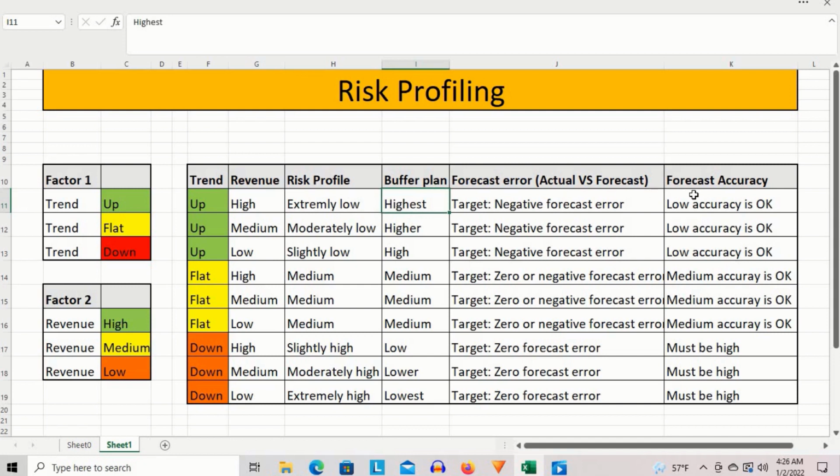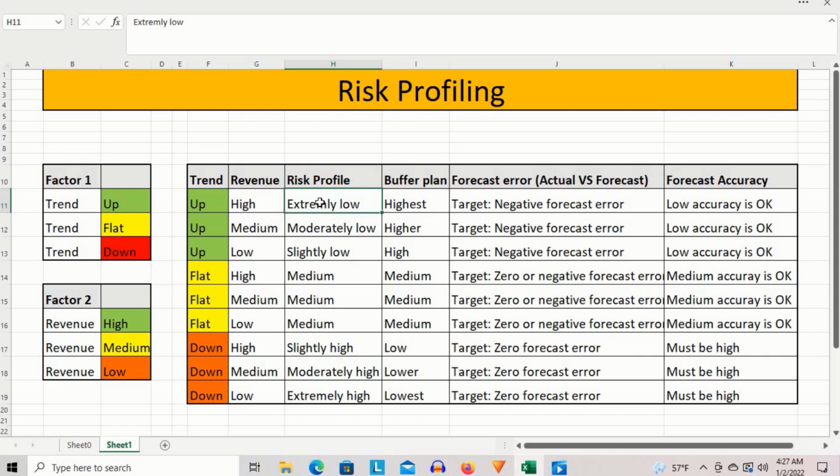At the same time, if the forecast accuracy is low on that item, it's okay as long as the forecast error is not positive, meaning that your forecast should never be lower than actual. Basically, you are over planning your numbers, so your forecast is always higher than the actual, the backlog, or the customer orders. So in this case, I can put the risk profile of that SKU as very low or extremely low.